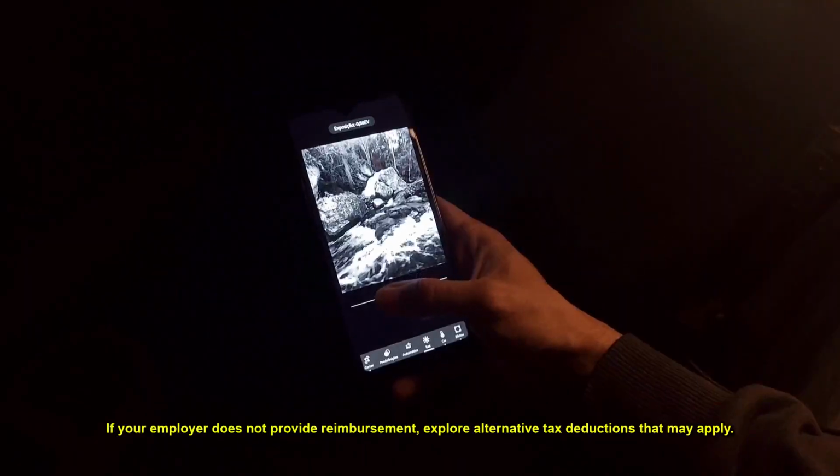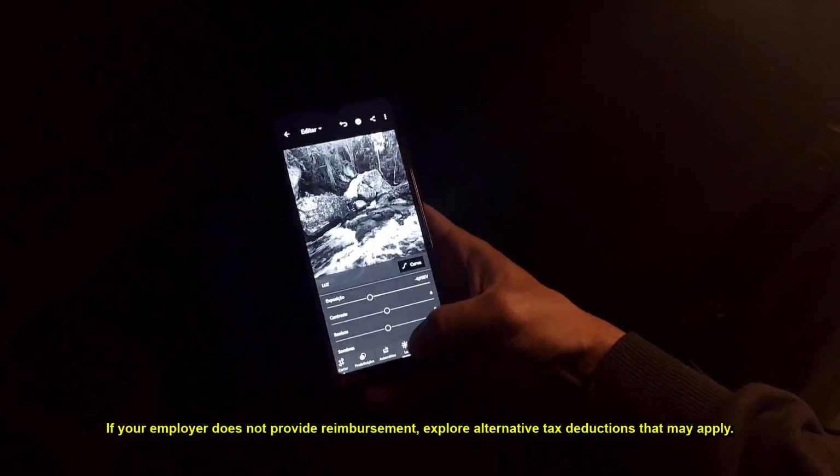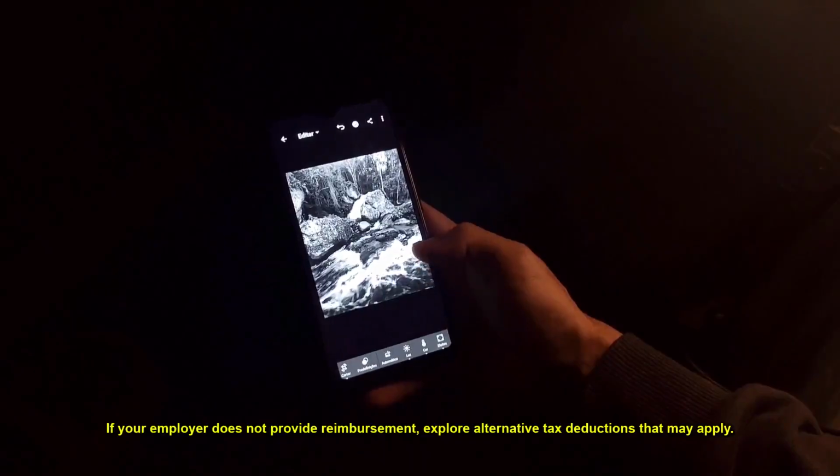If your employer does not provide reimbursement, explore alternative tax deductions that may apply. Stay informed about any updates or revisions to tax laws regarding unreimbursed expenses in 2024. Consult a tax professional for personalized advice and guidance related to your situation.